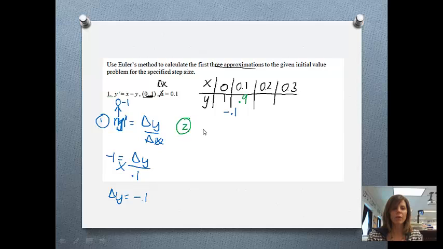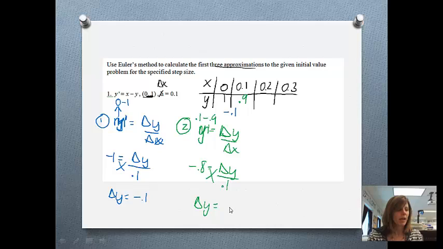So we're ready for the second approximation. And again, we're going to start with m is equal to delta y over delta x. And again, we know that m is really y prime. And this time when we go to find y prime, we have a new x and a new y. So my x is going to be 0.1 minus my y value, which is 0.9. 0.1 minus 0.9 will give me negative 0.8, and then I'll get the change in y. The change in x, again, the step size was just 0.1. So again, if I cross multiply, I'm going to get delta y is equal to negative 0.08, which means to get from this point that I'm at right now to the next point, I'm going to have to subtract 0.08.